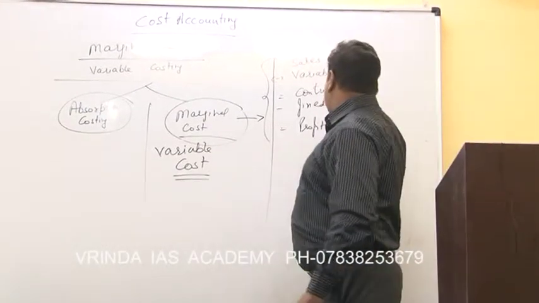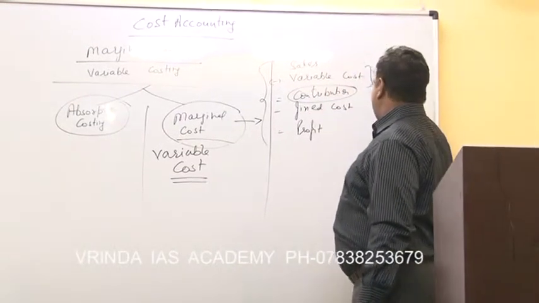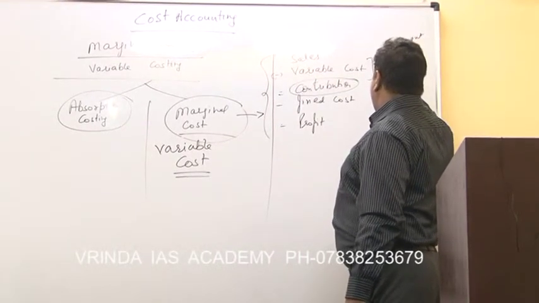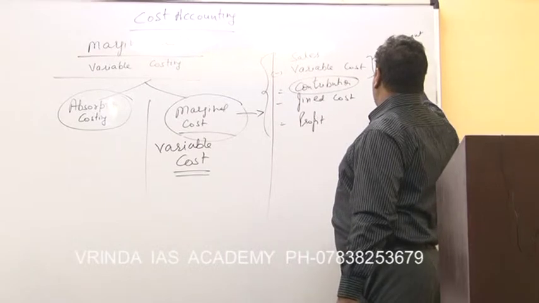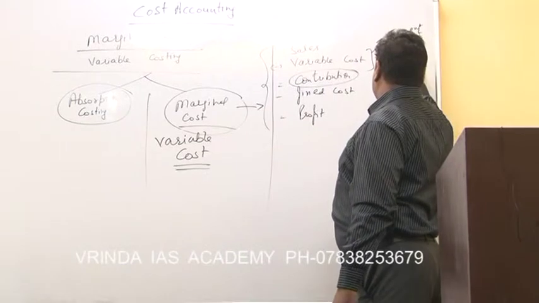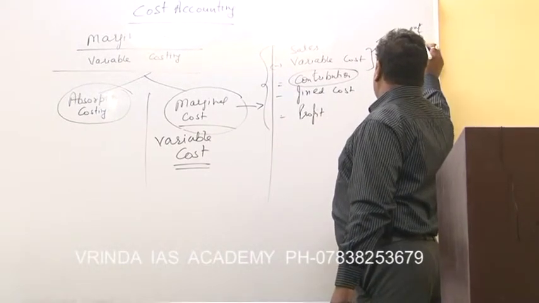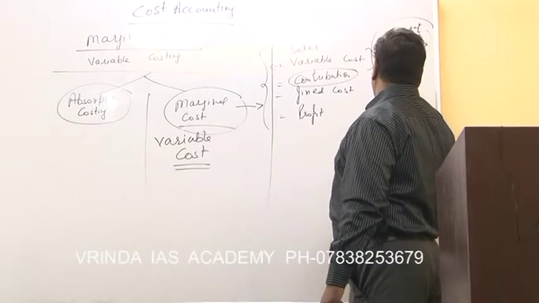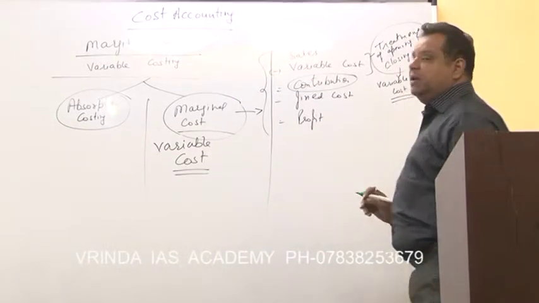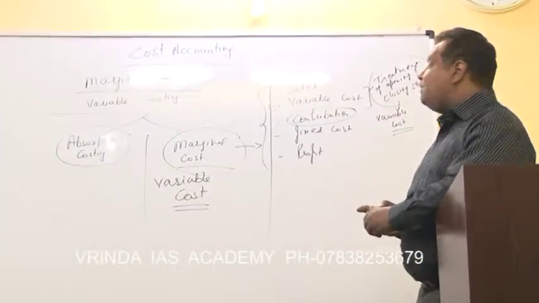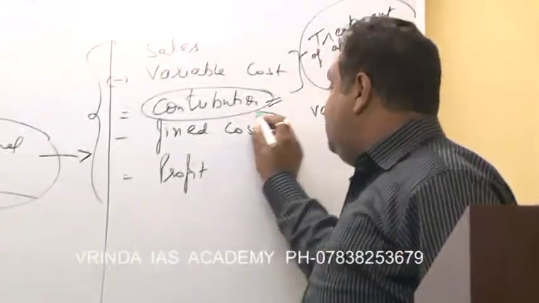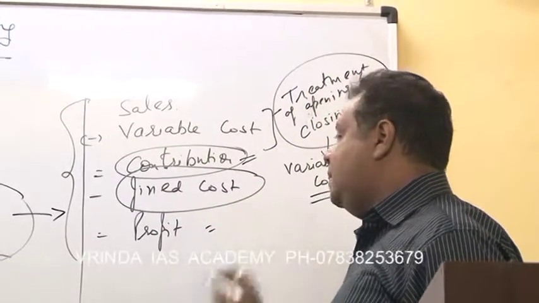First of all, whenever we are calculating the contribution, variable cost includes the treatment of opening and closing stock. This treatment is done only on variable cost. It is only based on variable cost. We do not consider any type of fixed cost in marginal costing till contribution. After contribution, we subtract fixed cost and get profit.